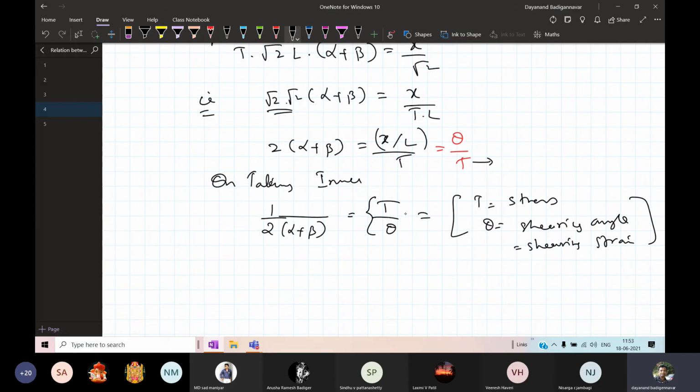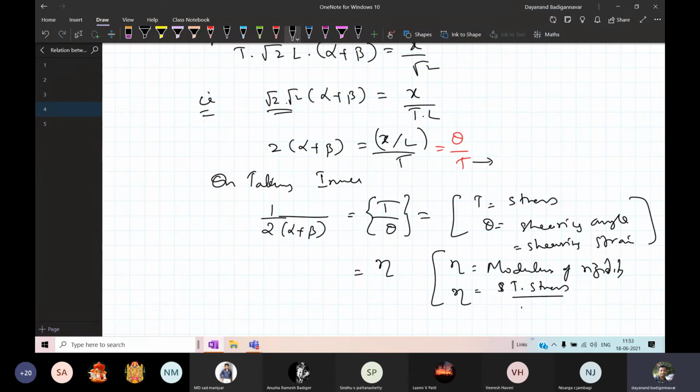So basically, this is the ratio of stress by strain. I can write it as eta. Eta means it is the modulus of rigidity. Rigidity given by eta is equal to stress, which type of stress? Tangential stress by strain. Tangential stress is T, strain I have taken as theta. Therefore, I can replace this T by theta with eta.